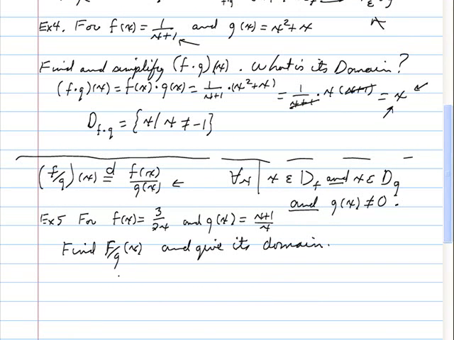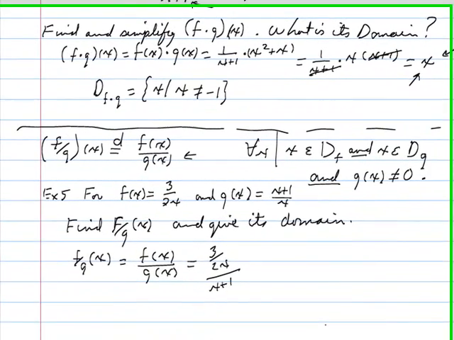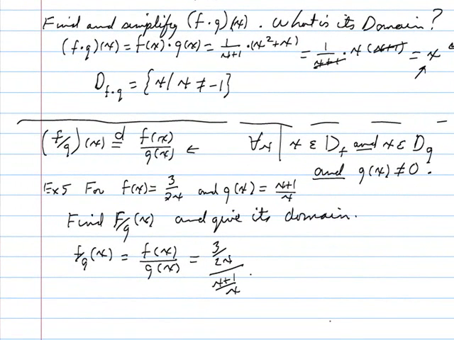So let's first find f over g of x. Let's first define f over g of x. That would of course be f over g of x equals f of x over g of x, which is equal to 3 over 2x divided by x plus 1 over x. Now you know when we divide fractions, we invert the second fraction and multiply. So that would be 3 over 2x times x over x plus 1. And the x's cancel, and you get 3 over 2 times x plus 1.